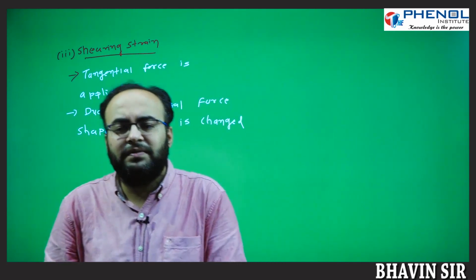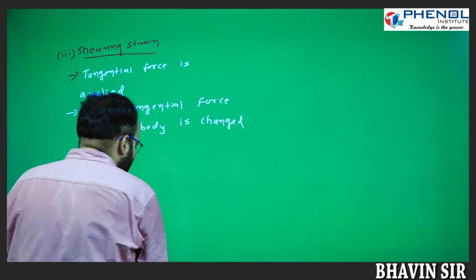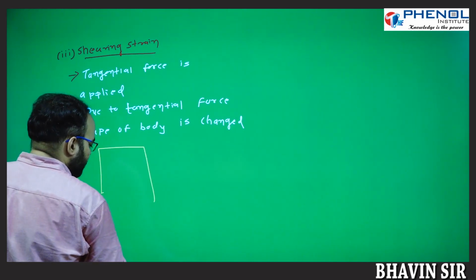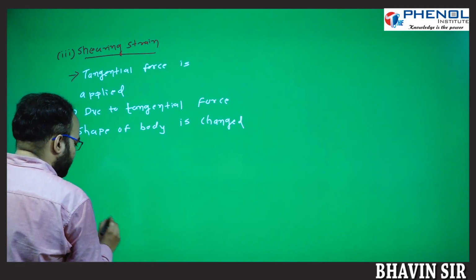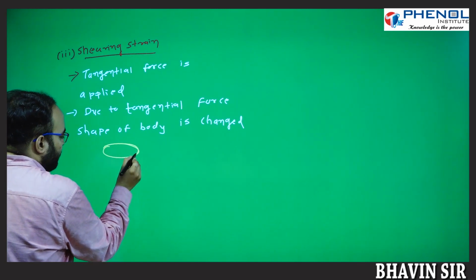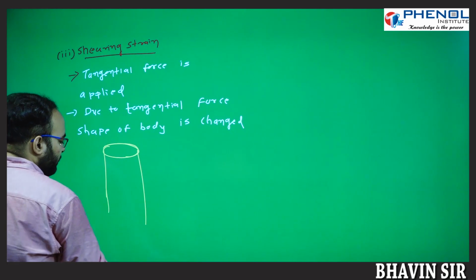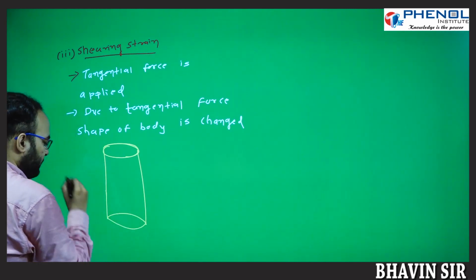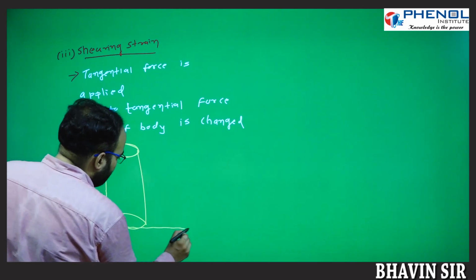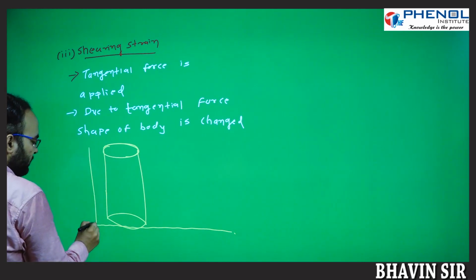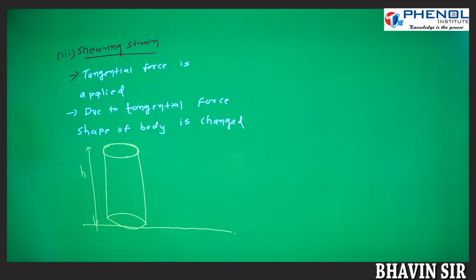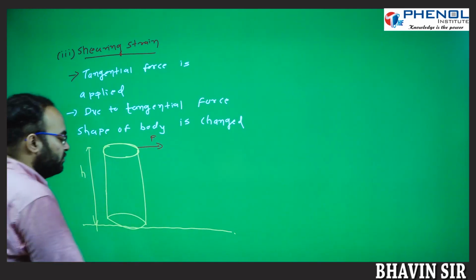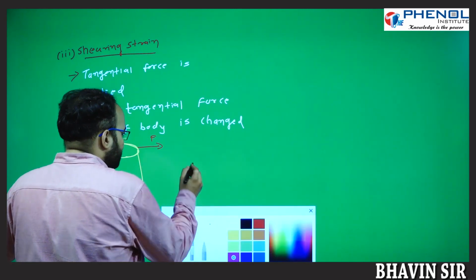Now see, we want to obtain the formula of shearing strain. So how do we obtain the formula of shearing strain? Suppose the height of the cylinder is H. Now we apply a tangential force here, and due to that tangential force, its shape is changed.